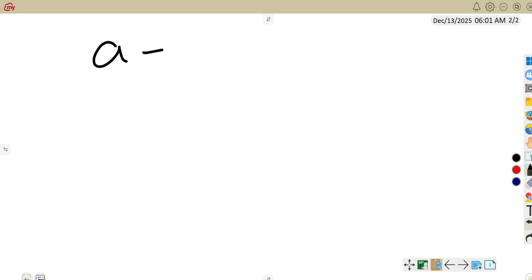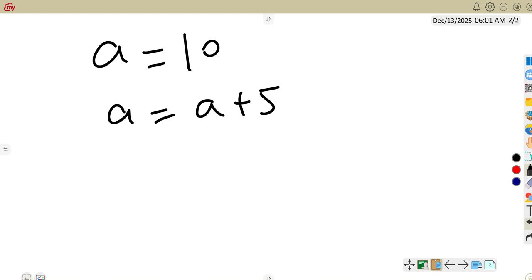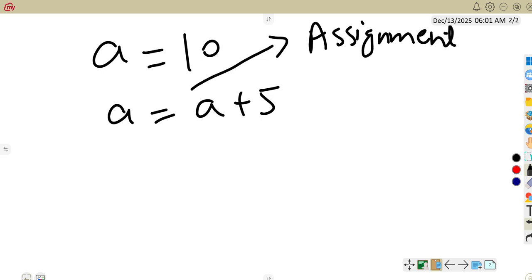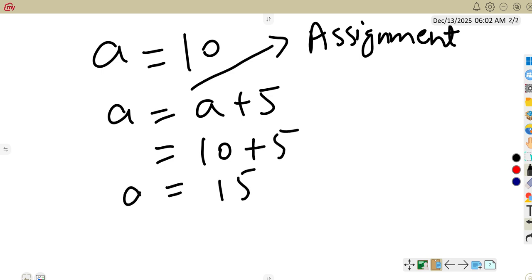For example, I'm writing A equal to 10. In mathematics, I can't write A equal to A plus 5. But as we have discussed before, in programming this is not treated as the equal to operator. This is used as the assignment operator. The assignment operator is used to assign the value on the right side to the variable on the left side. So what we will do here, we can write 10 plus 5. So this will be 15.